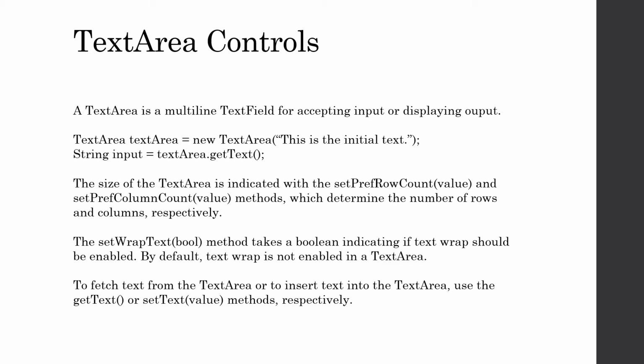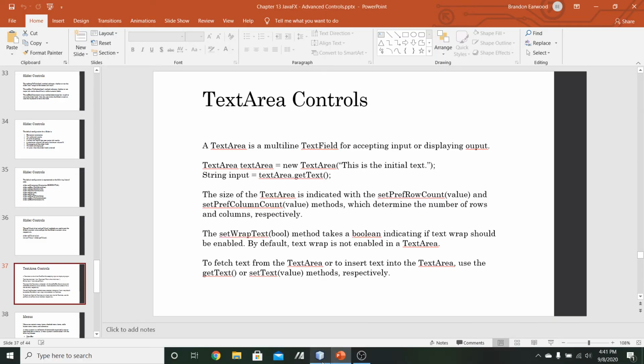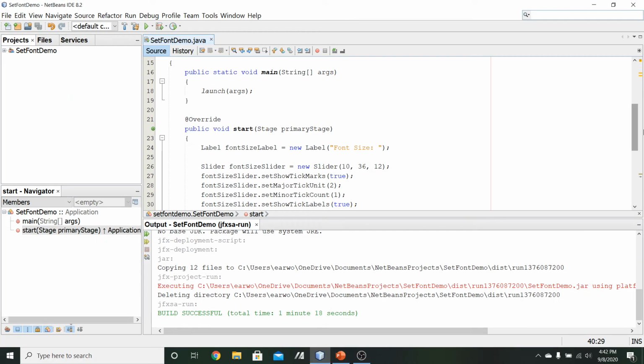To fetch text from the text area or to insert text into the text area, you can make use of the getText method to get some text from it, or you can use the setText method to put some content into that text area. So very similar to the text field. We'll go ahead and close this, come back over to NetBeans, and finish up this project.